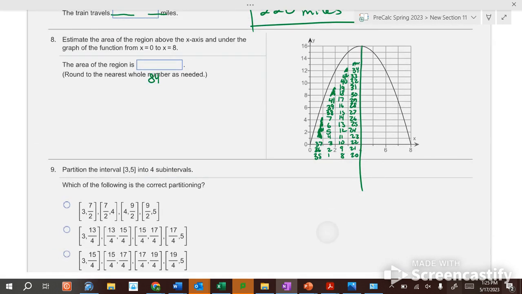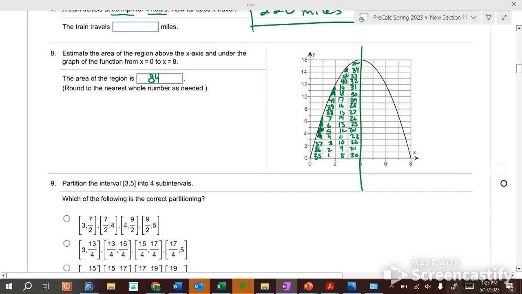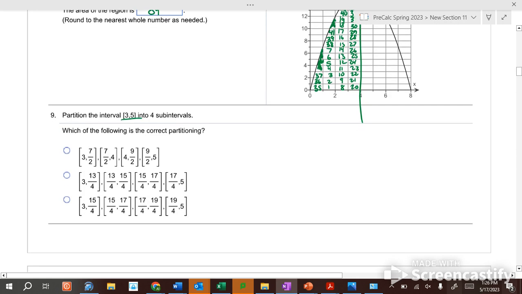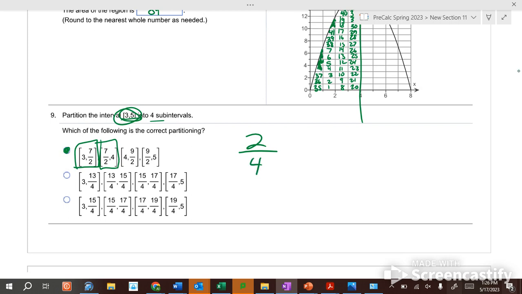Ooh. Let's get this back to where it's supposed to be. There we go. All right. Partitions. How we divide this into 4 subintervals. Each subinterval will be how long? 1/2. So you start at 3 and go to 3.5. And then at 3.5, you go to 4, and so on. So it'd be this one. You take how far this is, which is 2, divided by the number of subintervals, which is 4. So each one is 1/2 long.